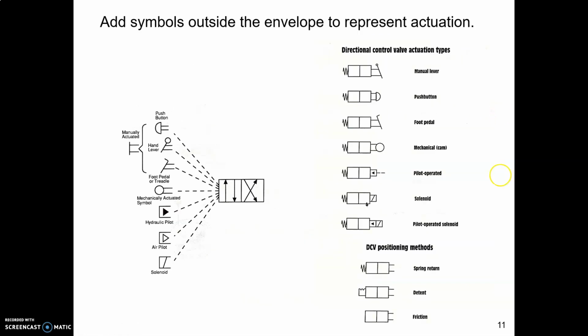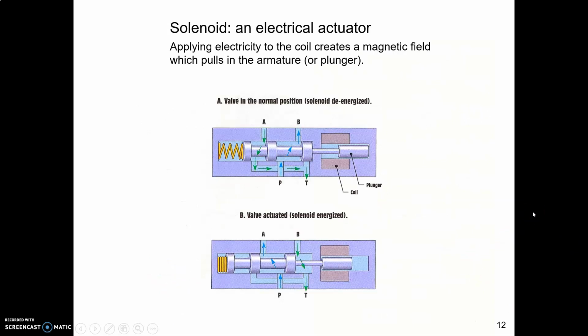And let me back up here. Let me point at this one right here. That's a symbol for a solenoid, that smaller square with a diagonal line through it. Or here it is down in the lower left corner. So a solenoid is an electromagnetic device where a magnetic field causes a plunger to move back and forth, and that operates the spool in the valve.